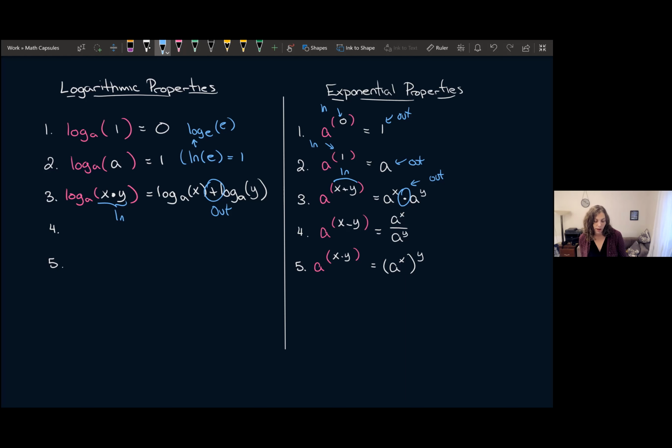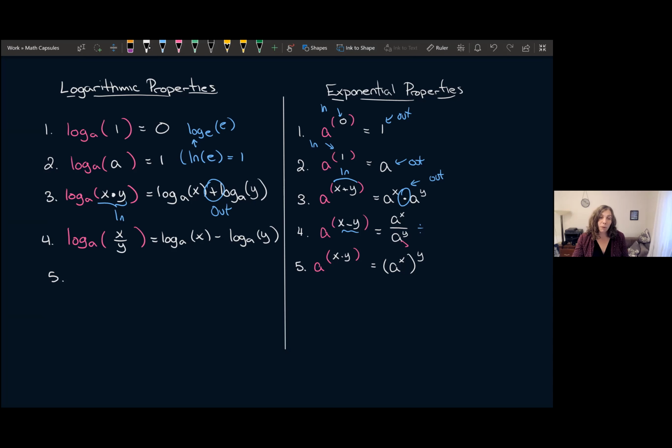Same goes for number 4. In number 4, for the exponential expression, I have x minus y on the inside. So I have a difference on the inside, which according to the property becomes a division on the outside. So what do you think will happen with a logarithm? The logarithmic property will be the inverse of this. So on the inside of my logarithm, I would have a division, which gets split up into a subtraction that happens outside of the logarithm. So that's my corresponding property number 4.